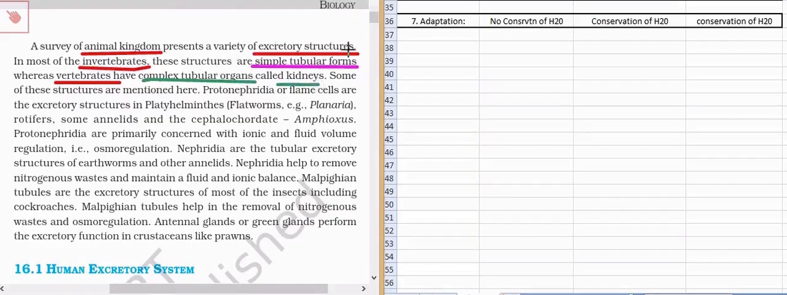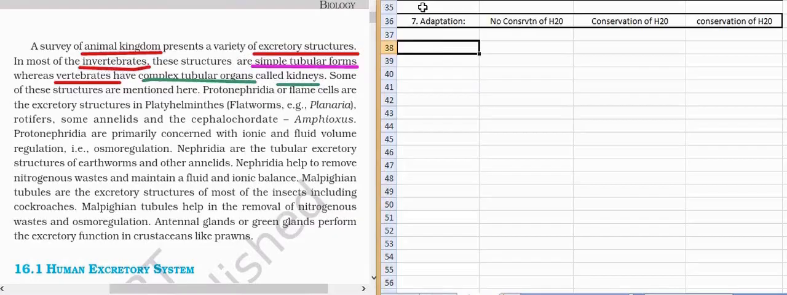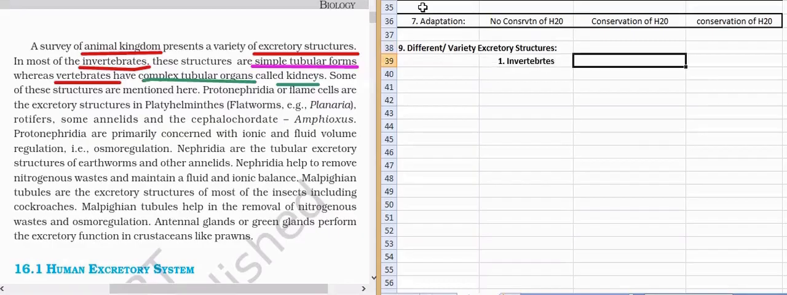So now let's make notes. The topic here is number 9: different varieties of excretory structures. Here he is saying about two things. One is what? Invertebrates. Second, vertebrates. These are the two things he is mentioning.